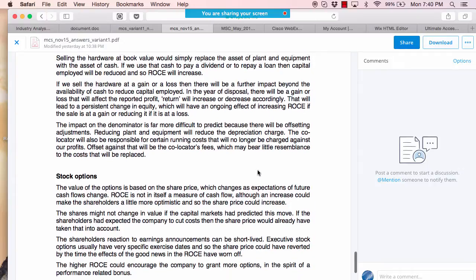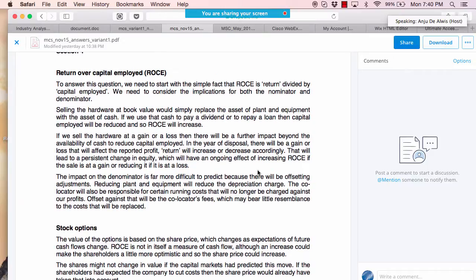So here what we are looking at is basically the return on capital employed. They've spoken about what the ROCE is, how it will behave in this case, right? And what they're saying is, well, if you sell the assets and it's in the cash, it's one thing, but actually if you utilize the cash to do something else, then obviously your capital employed is reduced.